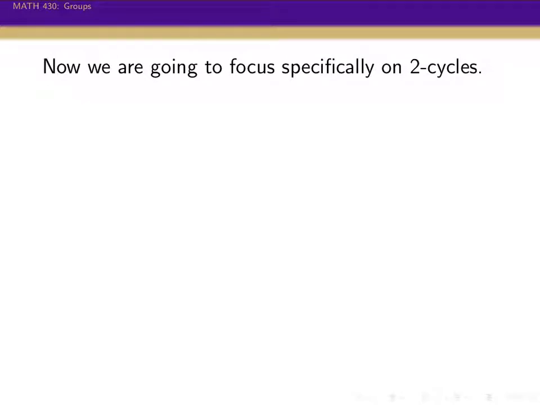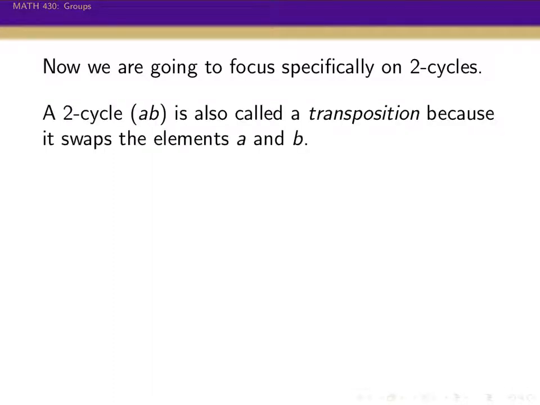As I said before, we're going to specifically focus on two cycles in this video. So what's a two cycle? Well, a two cycle is just a cycle with just two elements. These are often called transpositions because what a two cycle does is it just swaps A and B. It just maps A to B and B to A and doesn't touch any other element. So this single two cycle just swaps A and B and leaves everything else alone.